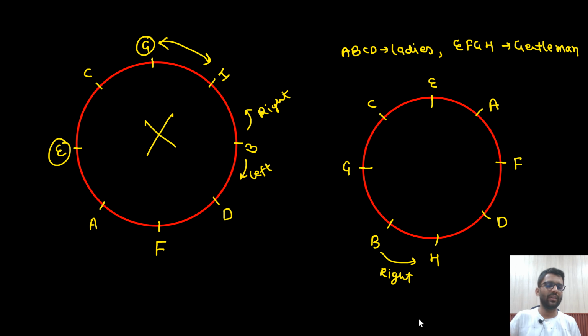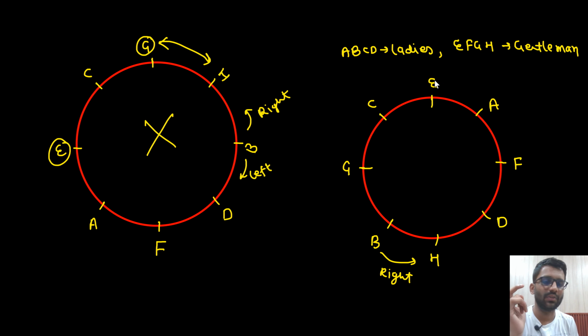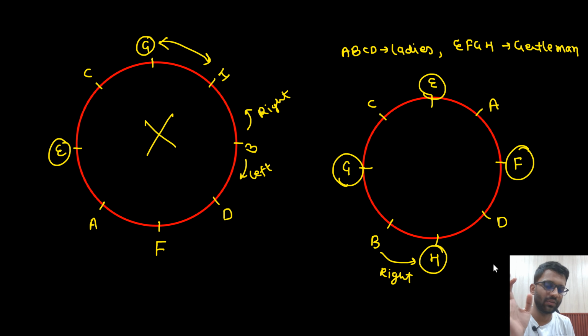So this is the final combination, and we will need to check one more thing, that no two ladies and gentlemen should be side by side. So E, F, G and H, no two are sitting together. E, F, H and G, no two are sitting together. Okay, so that means this condition is fine. So this is the correct one.